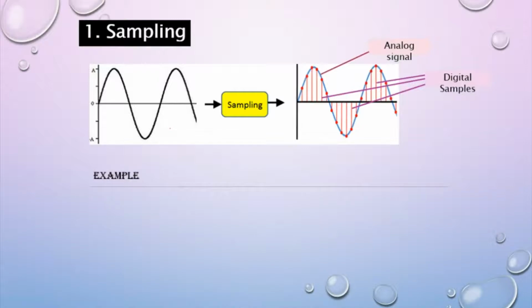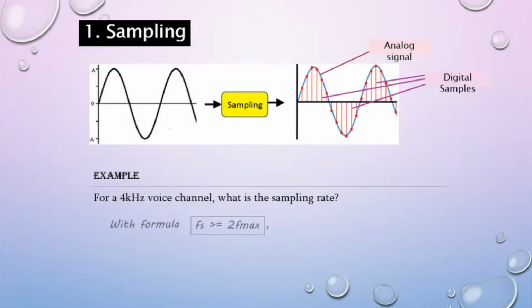So, for example, for a 4 kHz voice channel, what is the sampling rate? Sampling frequency is equal to or greater than 2 times the maximum frequency. So, this sampling rate will be 2 times 4 kHz, which is 8 kHz.